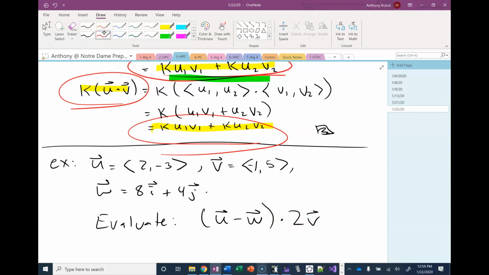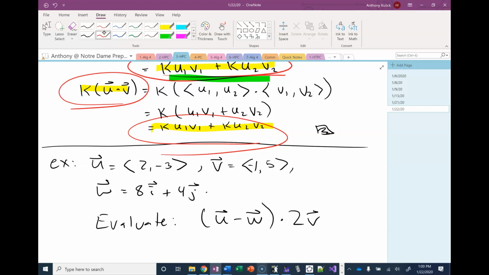So, a numeric example. We have vector u is the vector 2, -3. Vector v is the vector -1, 5. Vector w is the linear combination form vector 8i plus 4j.